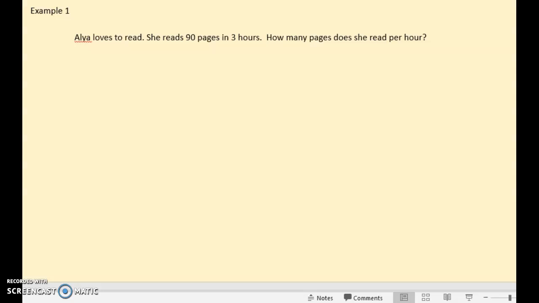Ayla loves to read. She reads 90 pages in 3 hours. So we know that these are the numbers, 90 pages in 3 hours. How many pages does she read per hour? This part right here is extremely important. The second or the last sentence, the one that has the question mark. This is what tells us what units go in our unit box. So we have our unit box, and the question is, how many pages does she read per hour?